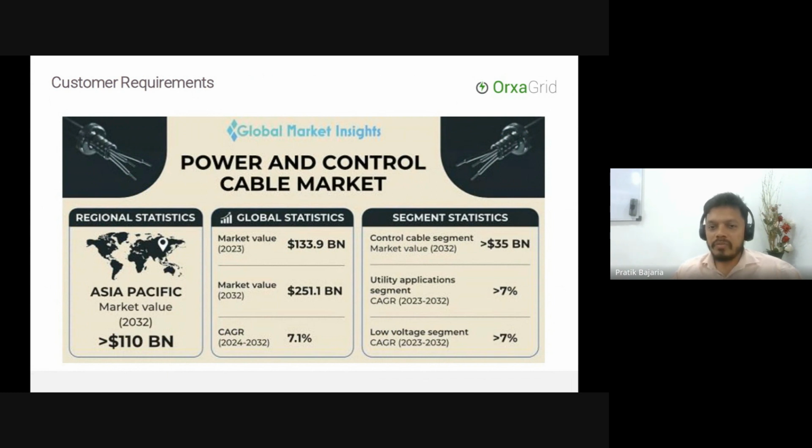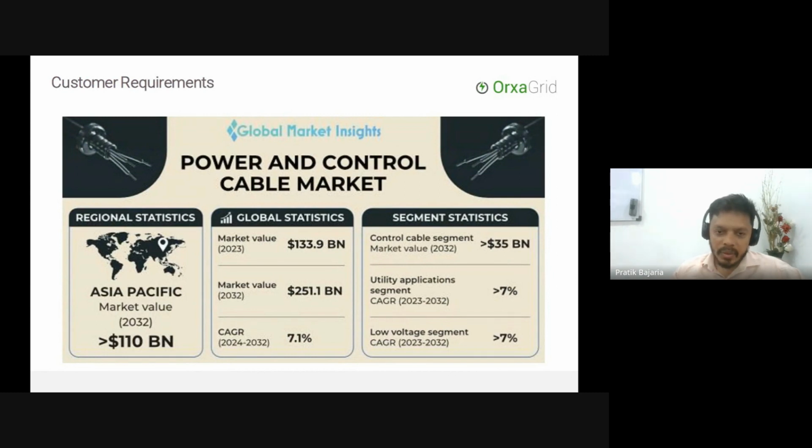The growth rate of implementing power, and I won't say just implementing, it's more about revamping also. So considering the revamping of these existing cables or laying new cables in sectors where electricity has not reached, in Asia Pacific, where countries like India, Bangladesh or Nepal are still struggling to make sure that all the remote places are being provided with electricity, you can expect the OEMs in the power and control cable market to grow with a CAGR of around 7.1% till 2032.